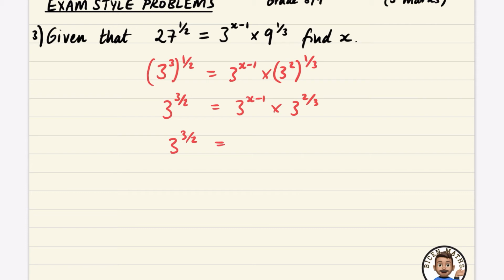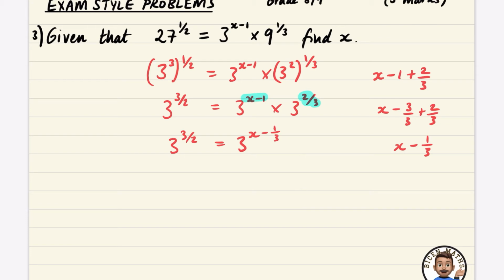And then with these bits, you're going to be taking this power and adding them together because you're multiplying. So that's x minus 1 plus 2 thirds. Well, minus 1 plus 2 thirds, that's actually minus 3 over 3 plus 2 over 3. Oh, it's just x minus a third. You probably could just say that minus the 1 plus 2 thirds, it's going to be definitely minus a third. So when we add these bits together, we get 3 to the power of x minus a third.